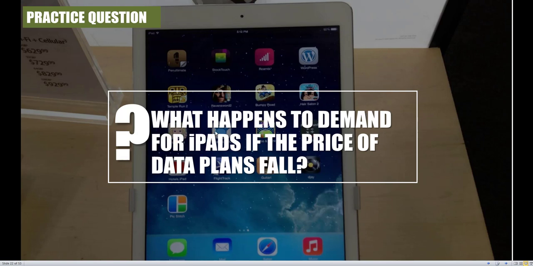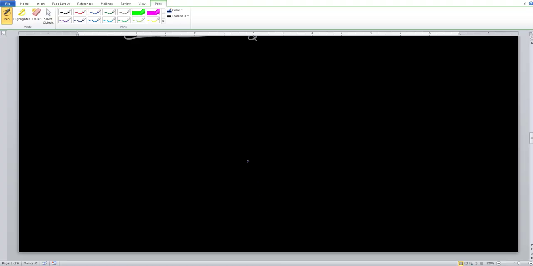So knowing this, are we focusing in on a determinant of demand, a non-price determinant, or a price determinant? Here, we're focusing on a non-price determinant because data plans, their price is going to be changing, but the price of iPads, the good we're taking a look at, is not changing. So here, this is a non-price determinant. We're going to be shifting our entire demand curve in a particular direction. So in relation to iPads, what are data plans? Data plans are seen as a complement good. You need a data plan in order for you to use an iPad effectively.